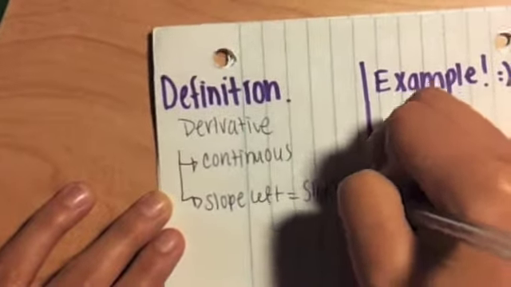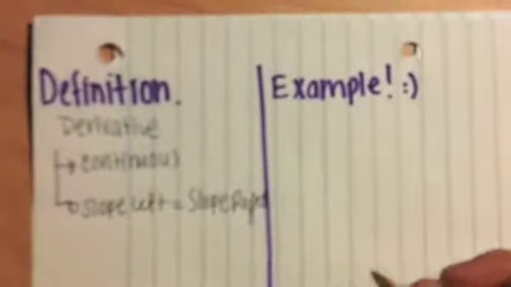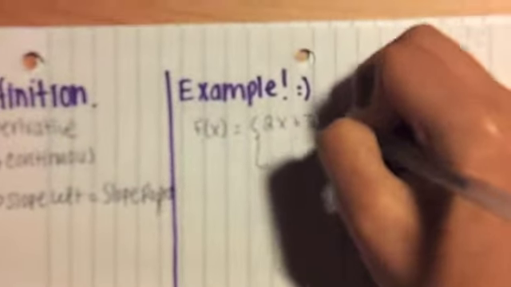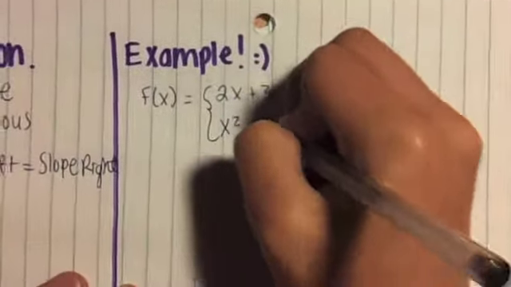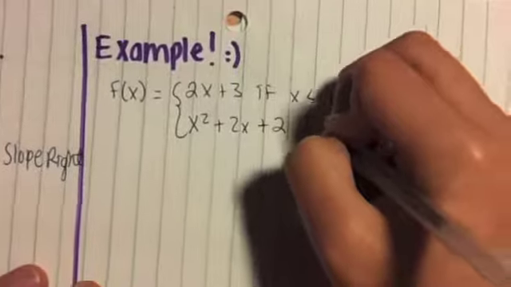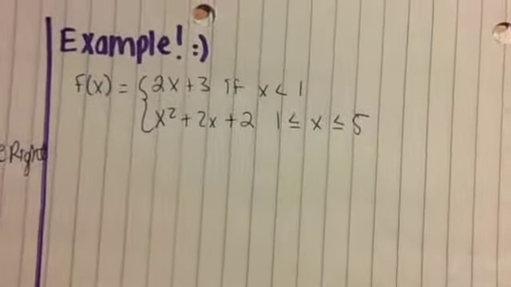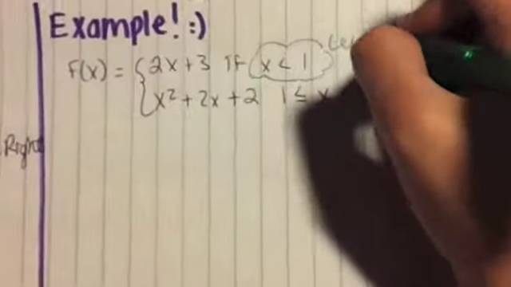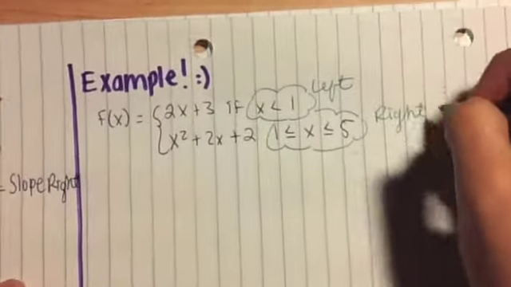We should probably make an example of that because I don't think I'm being very specific about that. So let's pick a piecewise function: 2x plus 3 when x is less than 1, and x squared plus 2x plus 2 when 1 is less than x, which is less than 5. Okay. So right away you should see that this is from the left and this is from the right side of the function. Okay, first we need to know if it's continuous.